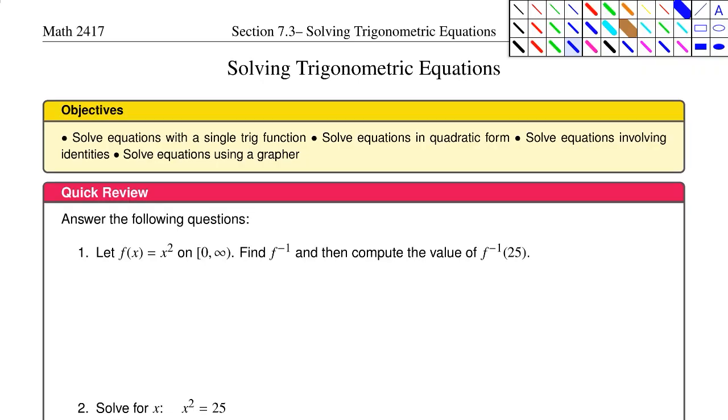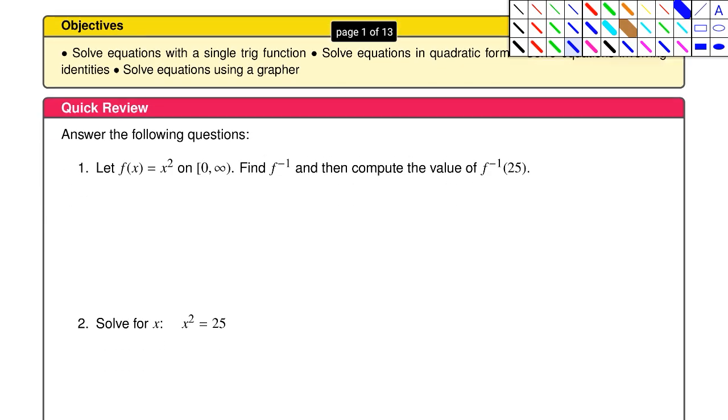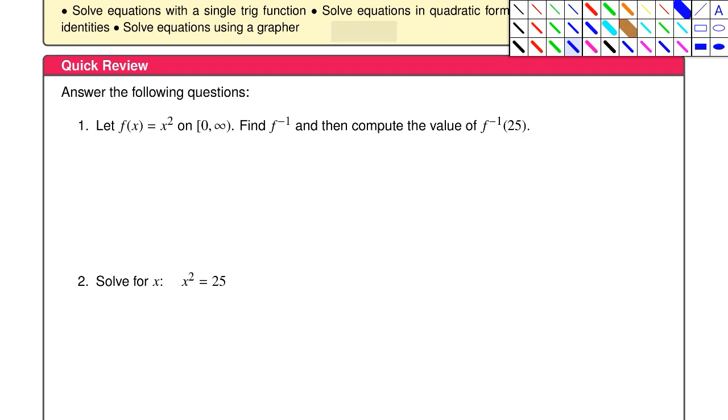Section 7.3, solving trigonometric equations. So let's do the quick review. Answer the following questions. Let f of x equal x squared on the domain from 0 to infinity, including 0. Find f inverse, and then compute the value of f inverse of 25.